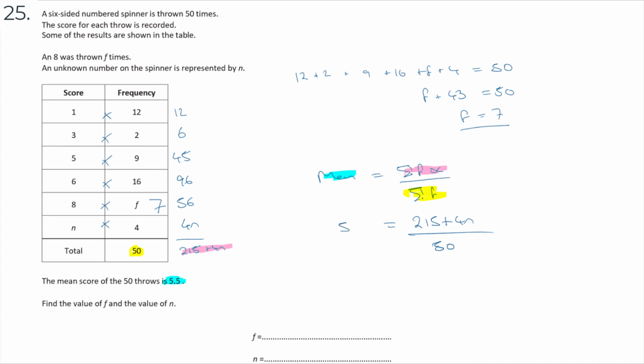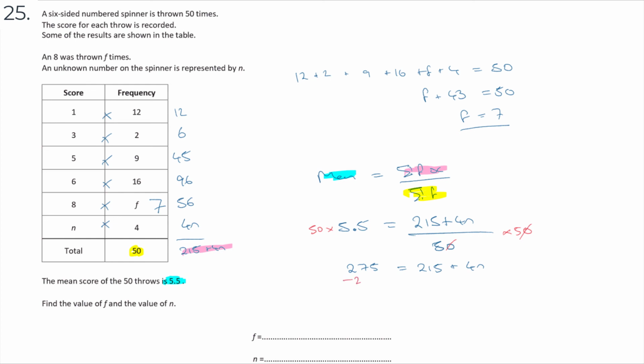So 5.5. Okay, so we've got an equation in n here that we can rearrange and solve for n. So multiplying both sides through by 50, 5.5 times 50, that comes to 275. So 275 equals 215 plus 4n. Taking 215 away from both sides.